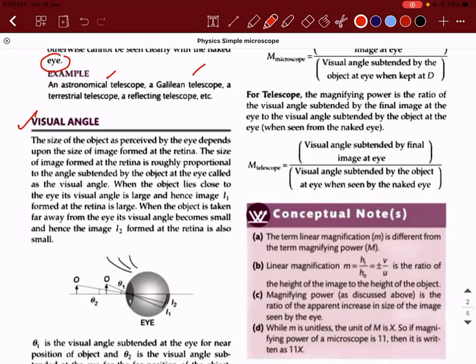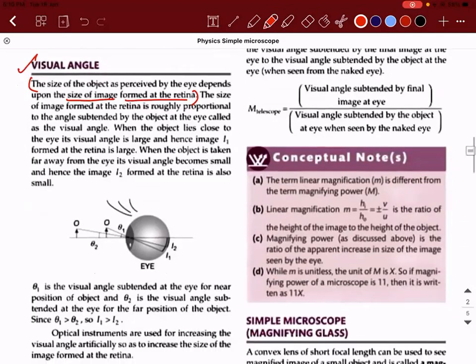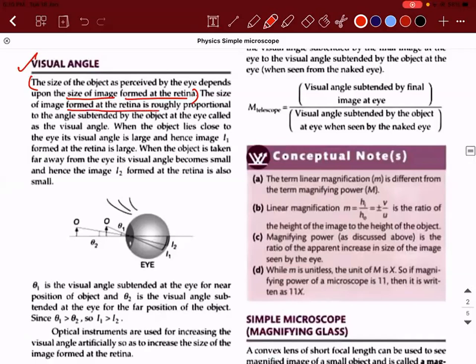So what exactly is this visual angle? If you look at the size of an object as perceived by the eye, you have an object in front of you, and that eye is going to see that particular object. It depends upon the size of the image formed at the retina, because the retina is the place where this image is captured. So the size of the object perceived by the eye depends upon the size of the image formed at the retina. The size of the image formed at the retina is roughly proportional to the angle subtended by the object at the eye.